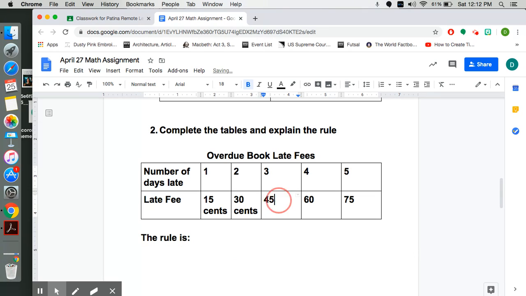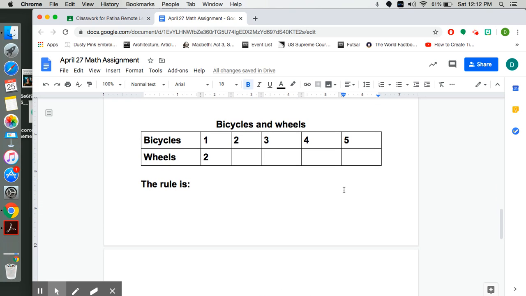You would finish the table, and when the table was finished, then you would tell me what you had to do to get all the numbers. All right, so this one, you've got bicycles and you've got wheels. So if I have one bicycle, how many wheels do I have? 2. If I have 2 bicycles, how many wheels do I have? Well, if I have 2 wheels per bicycle and I have double that amount, that would be 4. This would be 6, because if I have 3 bikes with 2 wheels on each, that would be 6. If I have 4 bikes with 2 wheels on each bike, that would be 8.